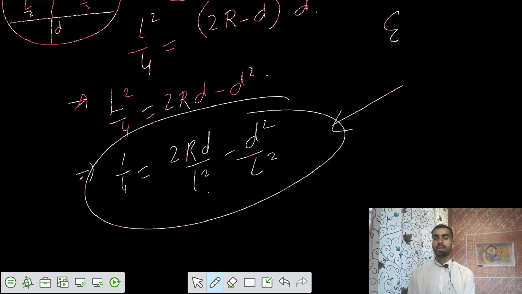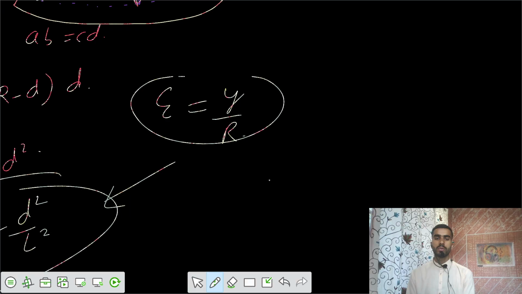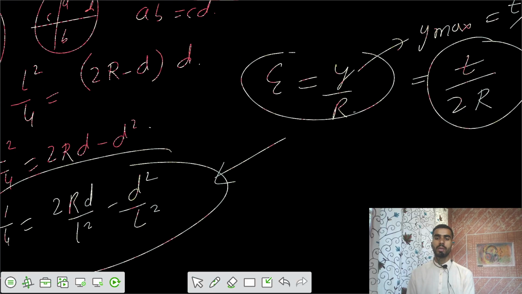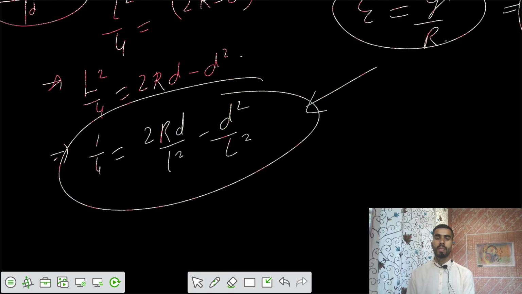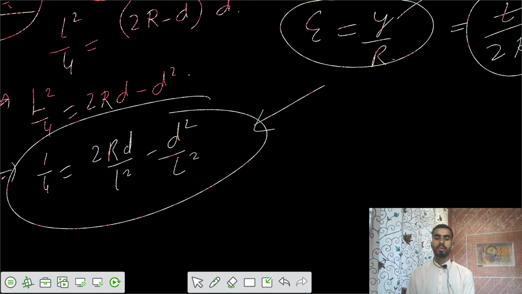Initially we got the strain value, the strain along the longitudinal direction equals Y by R. If you substitute Y equals Y max equals T by 2, we get strain equals T by 2R. Now we can get the value of R from the earlier equation.